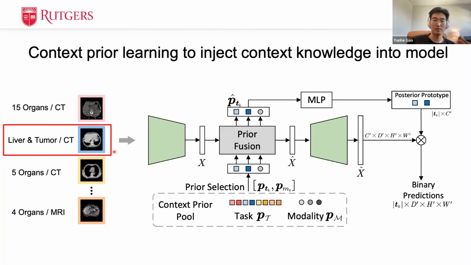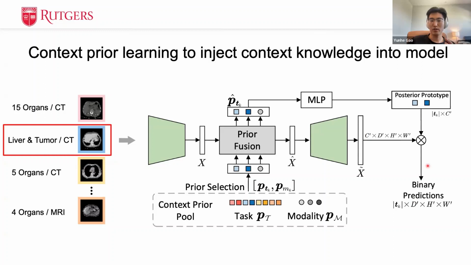For example, in this dataset 2, we have two task priors, one for liver and one for tumor, and one modality prior for the modality. In the prior fusion, these three priors do cross attention with the image features. During this fusion process, the context knowledge will be injected into the new feature map, and also the liver token and the tumor token will aggregate information from the image features. We call these updated priors posterior prototypes, and use them to do a dot product with the output of the decoder and get the binary prediction here.